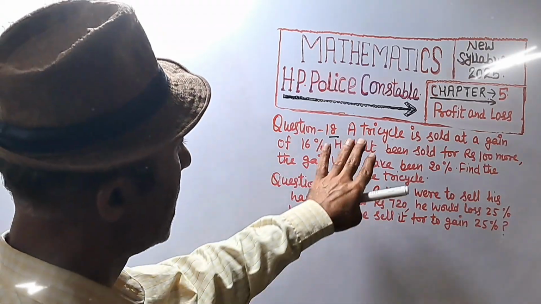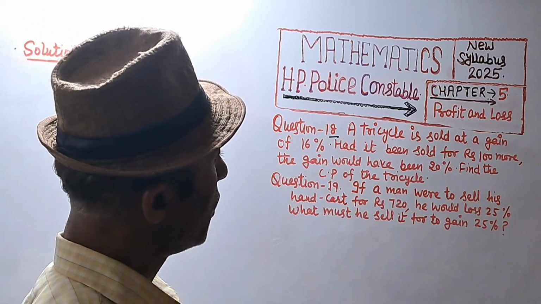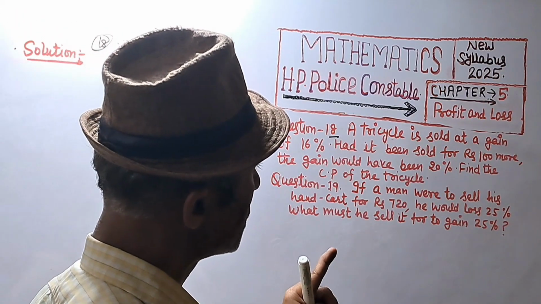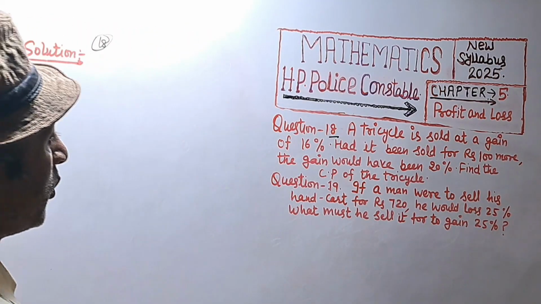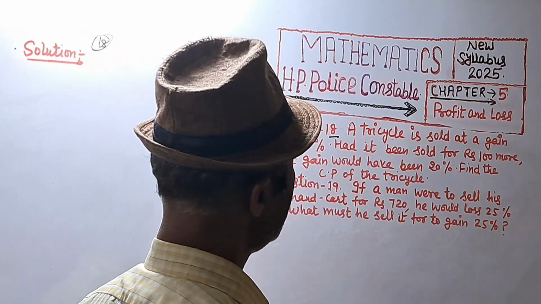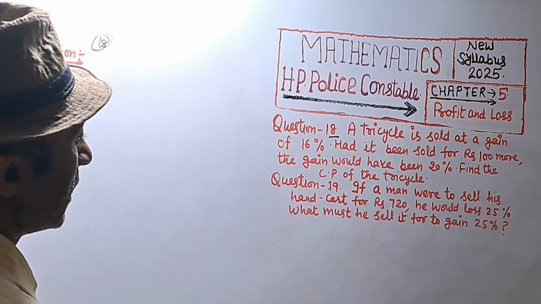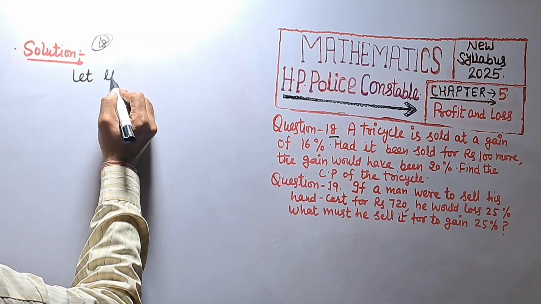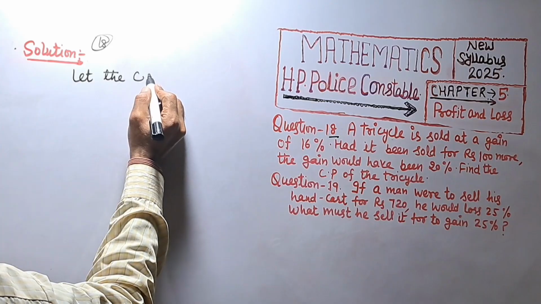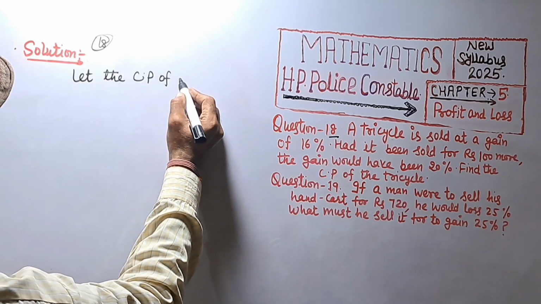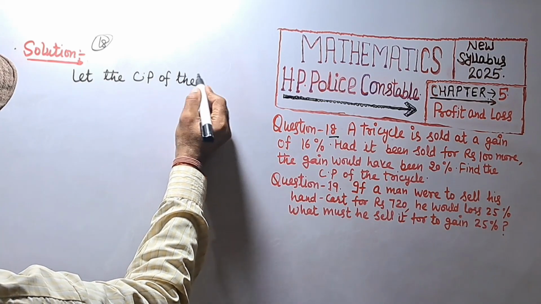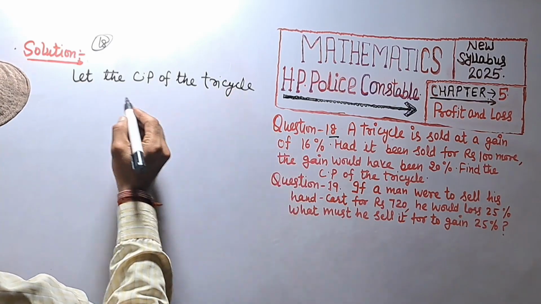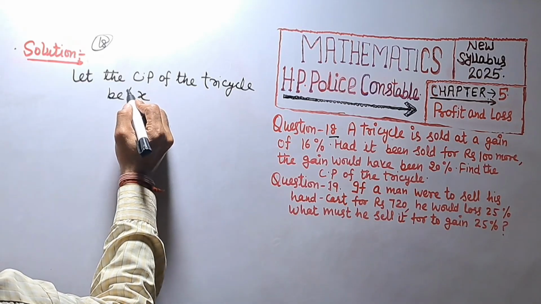Question number 18. A tricycle is sold at a gain of 16%. Had it been sold for rupees 100 more, the gain would have been 20%. Find the cost price of the tricycle. Let the cost price of the tricycle be X rupees.